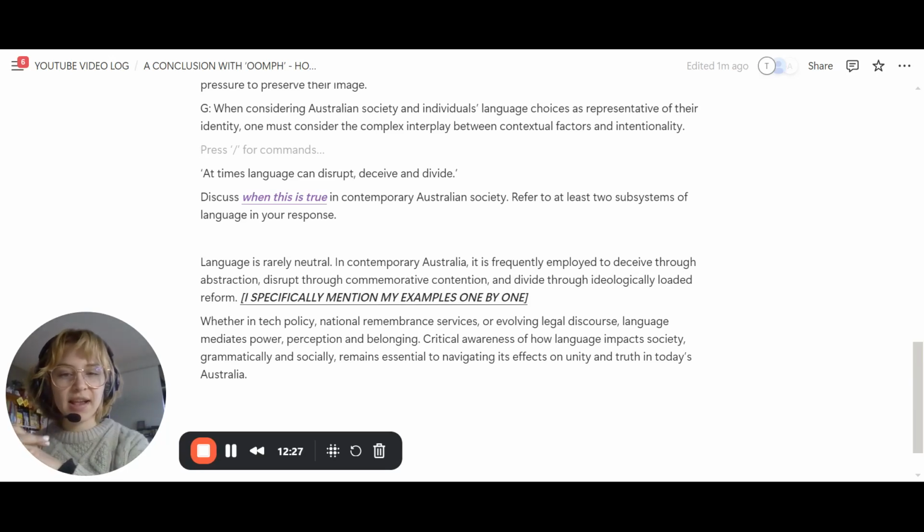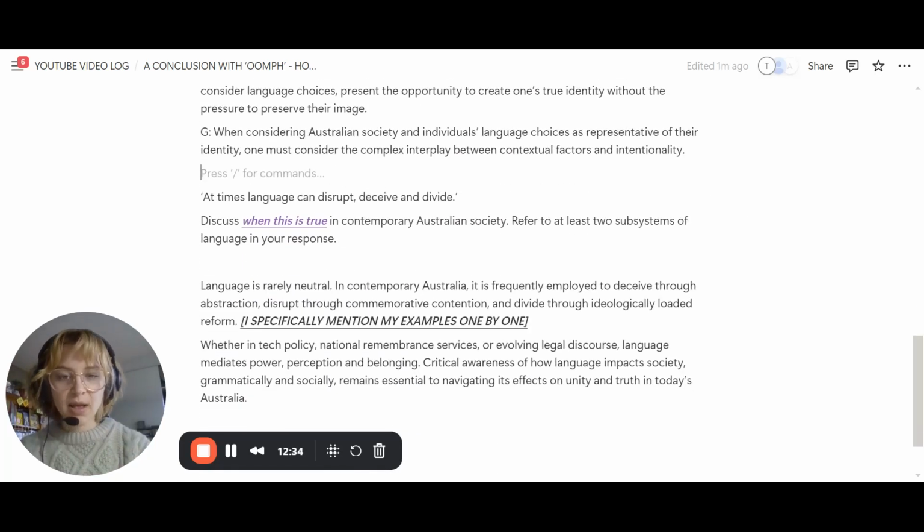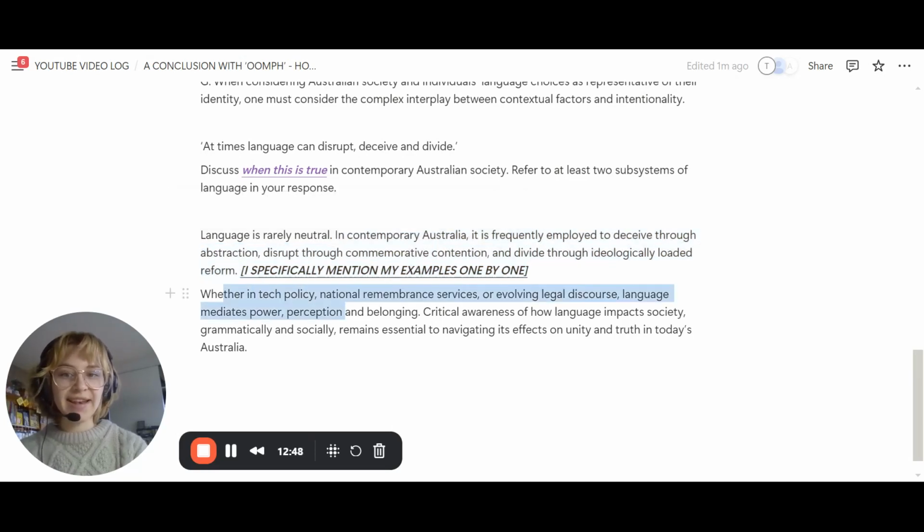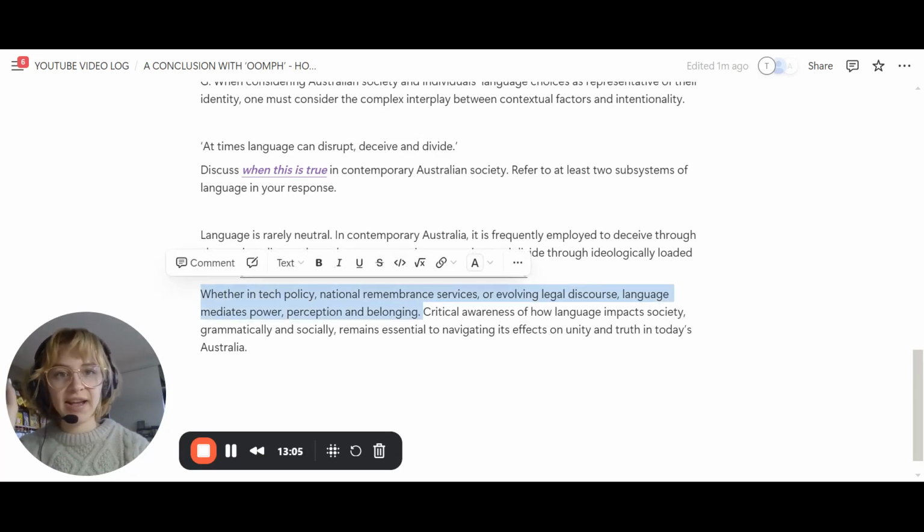So this is where it's not as clear STG, but we've got language is rarely neutral, which is quite a broad statement. But then we go into our specific examples: commemorative contention, ideologically loaded reform. And then he name drops the actual examples. So whether in tech policy, which is a meta policy, national remembrance services, or evolving legal discourse, language mediates power, perception, and belonging. So this is almost our more specific contention, but in regards to the actual examples that we used.